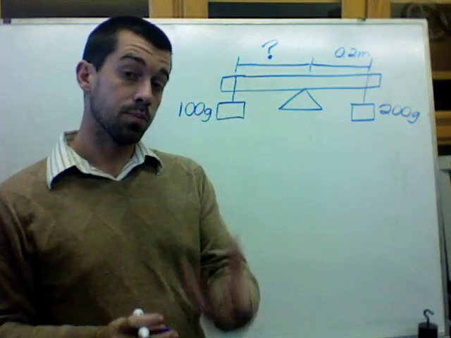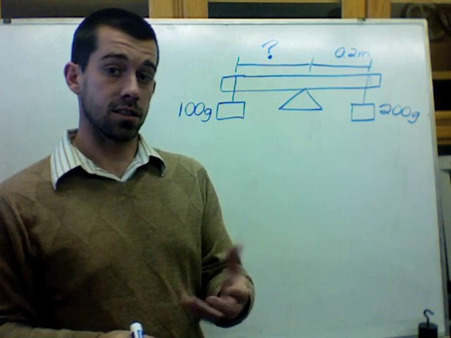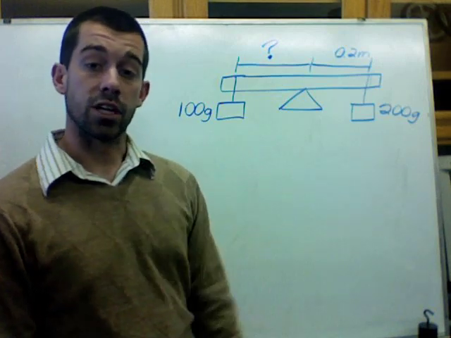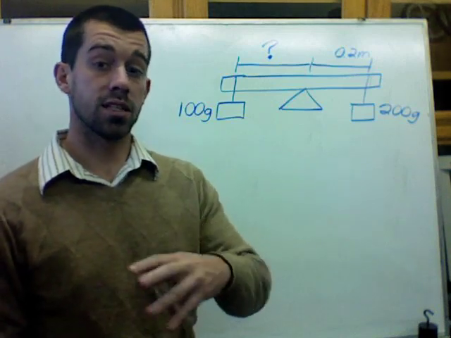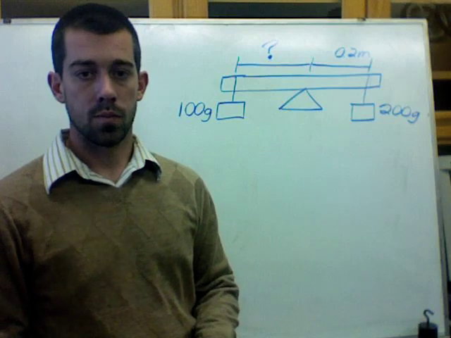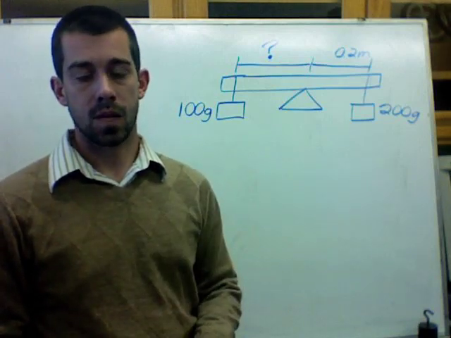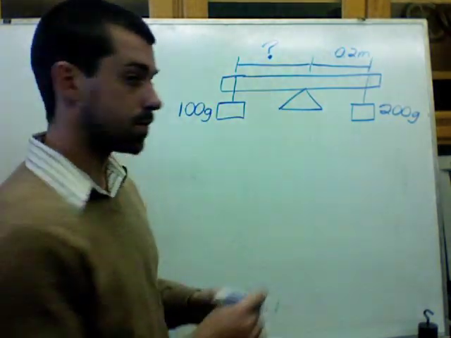Now, perhaps most importantly, as a good physicist, before starting the problem, we need to ask: is this object accelerating? And of course, because the object is in equilibrium, because it's balanced, it is not accelerating. So we know that the net torque on this object is going to be zero.